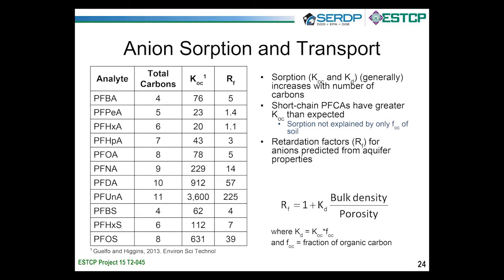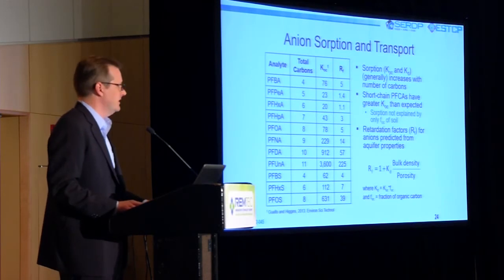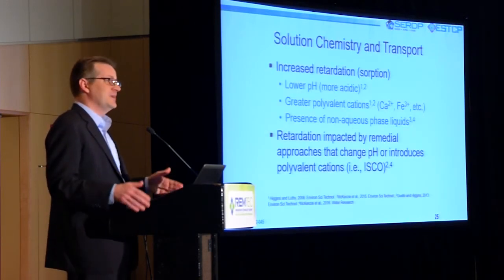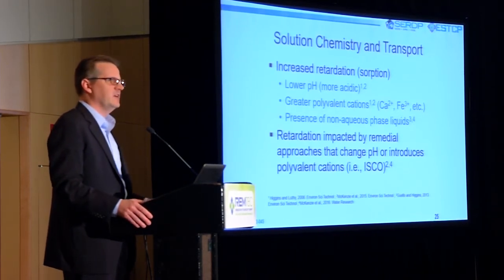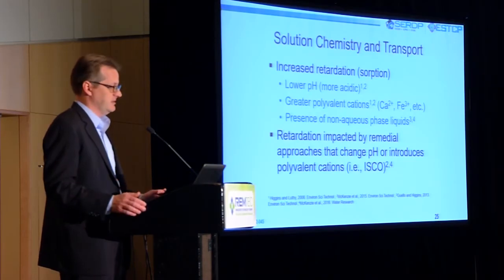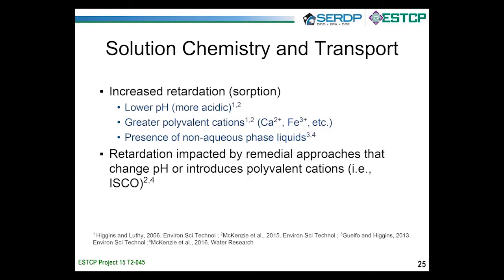And note again, I'm primarily focusing on the perfluorocarboxylates and perfluorosulfonates, which exist as anions in the environment. What's important is because they are anions, it's not just the solid phase chemistry that affects their transport. They also can be affected by the solution phase chemistry. So when you lower the pH in the solution, make it more acidic, that will increase the absorption and retardation of these compounds. And similarly, when we increase the amount of polyvalent cations, so the calcium or iron or magnesium, in a groundwater or in an aqueous environment, that will increase the retardation of these compounds.